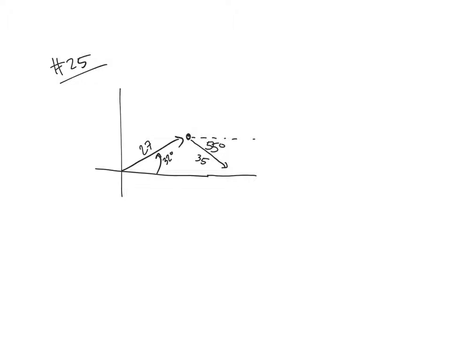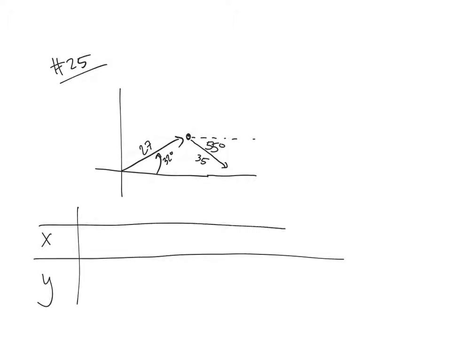For the table, I want you to start with x and y as your row headings, and then just put the vectors above. In this case, since there's two of them, you can call them vector A and B. It doesn't really matter what you call them. And then finally over here we have the resultant vector.